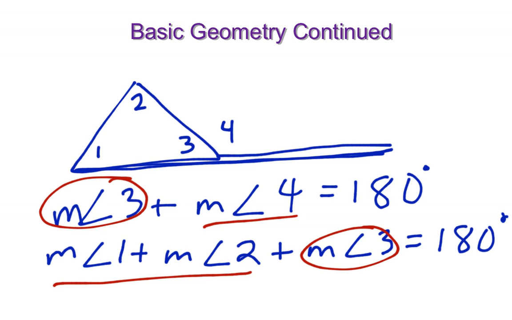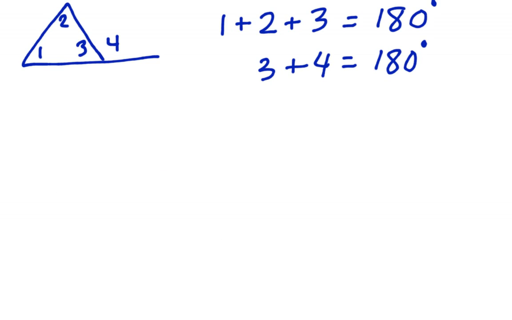For simplicity's sake, I'm going to stop writing measure and angle. I'm just going to use the number of the angle. And so I'm going to have something that looks like this. So here's just a smaller version, so I've got more room to write. But angle 1 plus angle 2 plus angle 3 is all equal to 180 degrees, and angle 3 plus angle 4 is also equal to 180 degrees, for different reasons.